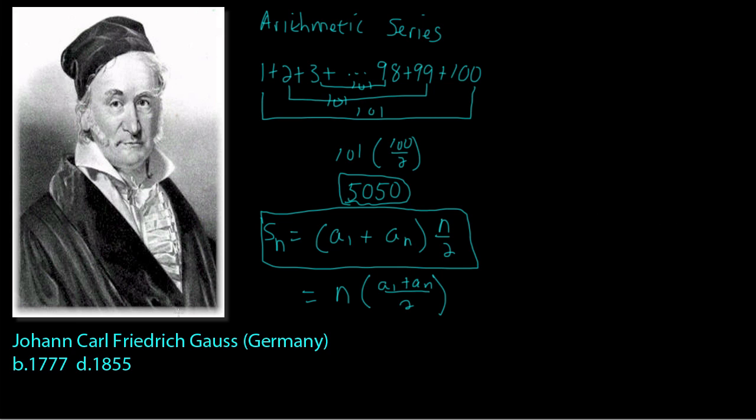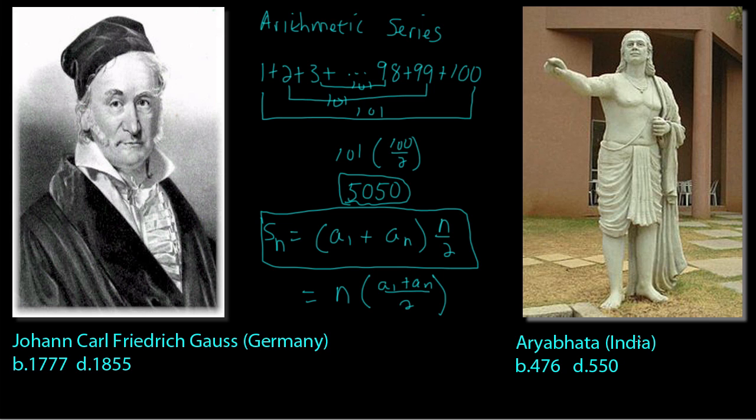So while the story about Carl Friedrich Gauss inventing this formula is not true, most people believe that an Indian man named Aryabhata invented it many, many, many years before Carl Friedrich Gauss. And nobody knows what Aryabhata looks like, but this is a statue that was created by an artist who made his own picture of what that man looks like.